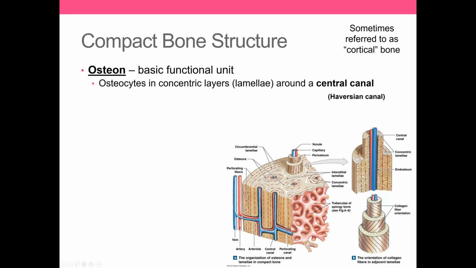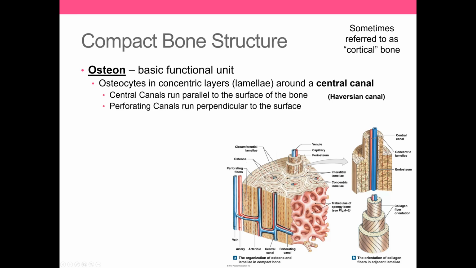Notice that in older textbooks, the central canal is being called the Haversian canal. But as I mentioned in chapter 1, we're trying to get away from things that are named after people, so we're calling this the central canal now. But you have a central canal in the middle of each osteon. So the central canals run parallel to the surface of the bone, so they're like little columns inside the bone. And then you have perforating canals, which are perpendicular little channels that connect each central canal to another central canal and also to the blood vessels on the outside of the bone.